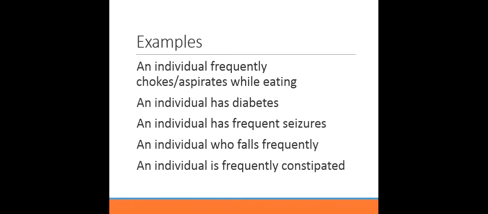Examples of individuals that would require a protocol for a medical issue are individuals who have a history of choking, aspiration pneumonia, have diabetes, have frequent seizures, fall often, and these falls could be related to medical conditions such as Parkinson's disease. They get the rigid, shuffly gait, which might make them more prone to falling, or individuals who fall because of behavior. There are also people who suffer from frequent constipation. They may need a protocol.